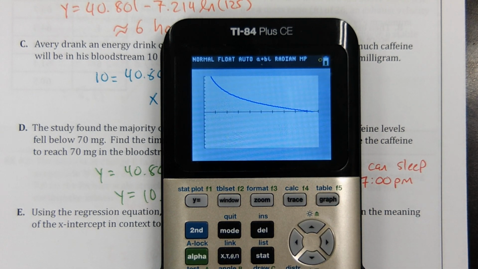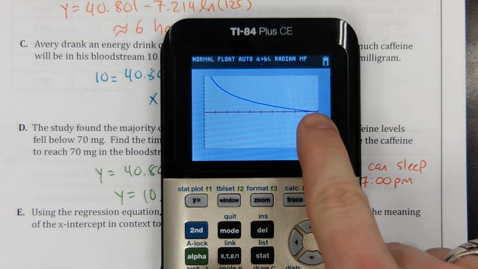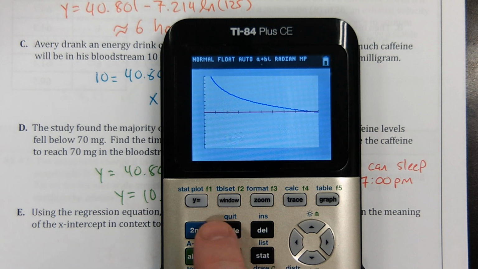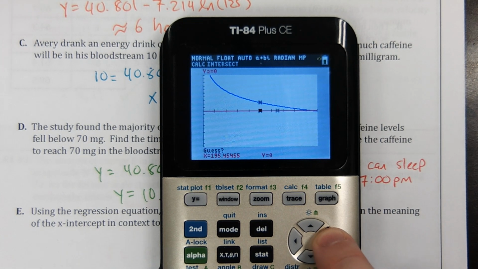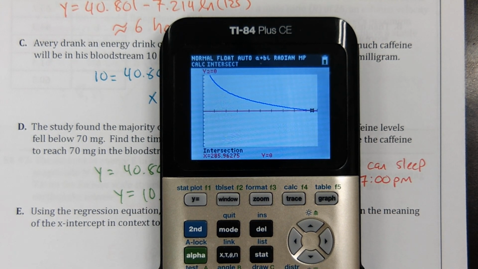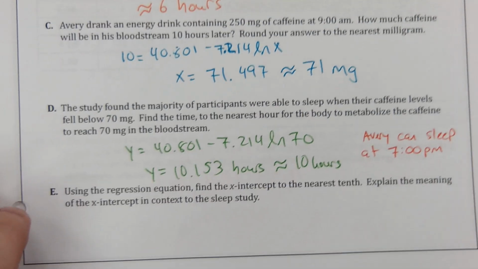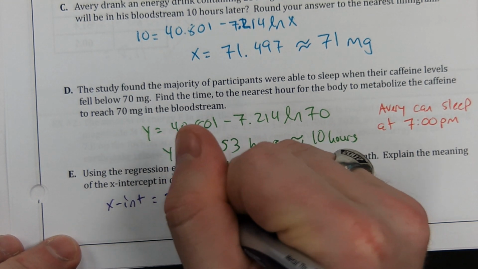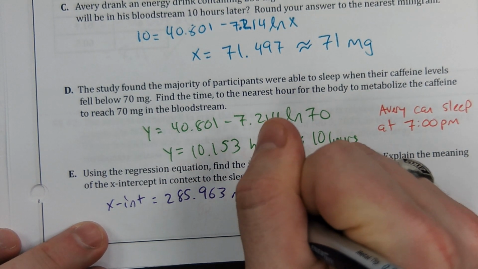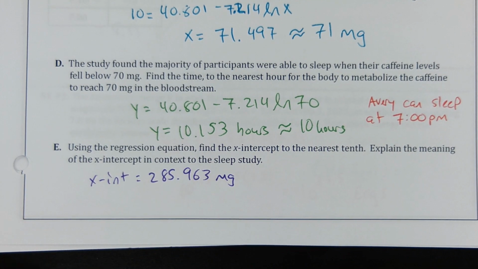Is it going to make it? Almost didn't make it. That was really close to the edge. So second trace intersect, which is 5. Enter, enter, and then scroll. Maybe I should have gone bigger than 300. I didn't think it was going to be this big. I really thought it'd be closer to 250. 285.963 milligrams. So explaining the meaning, this is the average amount of caffeine in the bloodstream when the study began.